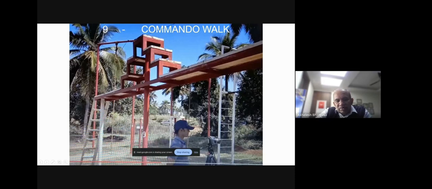The ninth is the commando walk. There is a set of steps up, and you are supposed to climb onto a plank. At the center of the plank there are 3 steps up and 3 steps down. When you reach the top, you're supposed to shout out your chest number, and as you come down, walk across and come down the steps.